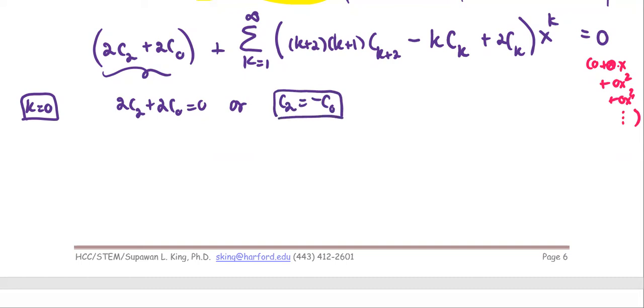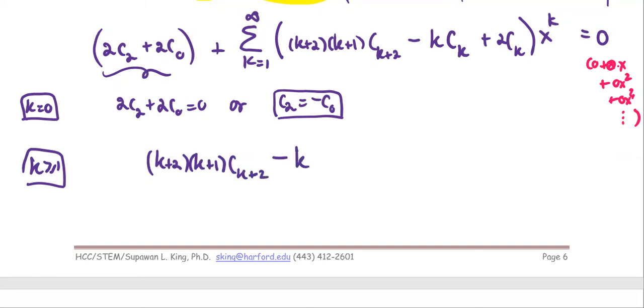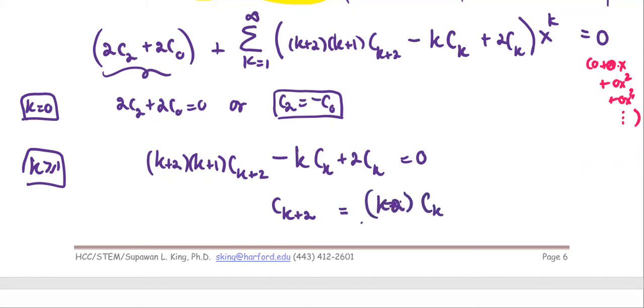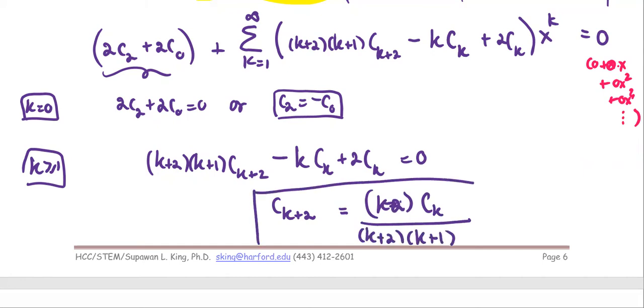We write the higher index in terms of the lower index. Next, for k greater than or equal to 1, we have the coefficient k plus 2 times k plus 1 times ck plus 2, minus k ck, plus 2ck equals 0. We're going to solve for ck plus 2, which is a higher index than ck. Or we say we rewrite ck plus 2 in terms of ck as k minus 2 multiplied by ck on the right hand side, divided by the product of k plus 2 and k plus 1. And this is the recurrence relation for k greater than or equal to 1.